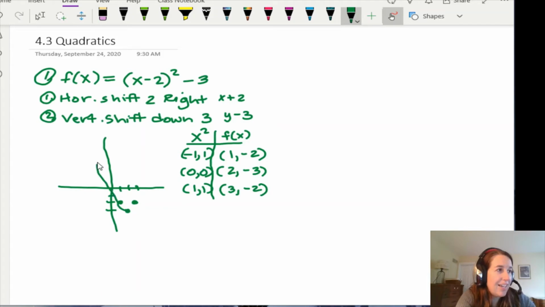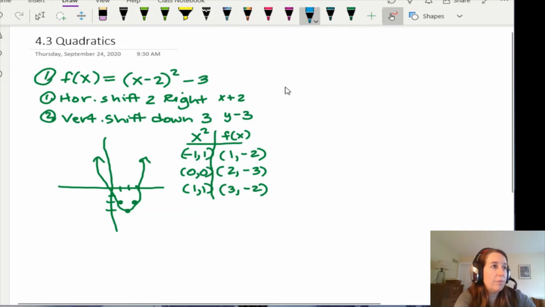Give it that parabolic shape. And we can see that it was pretty easy to graph this just with a shift and a shift. So we're just moving the entire graph over and down. All right, let's do another example.